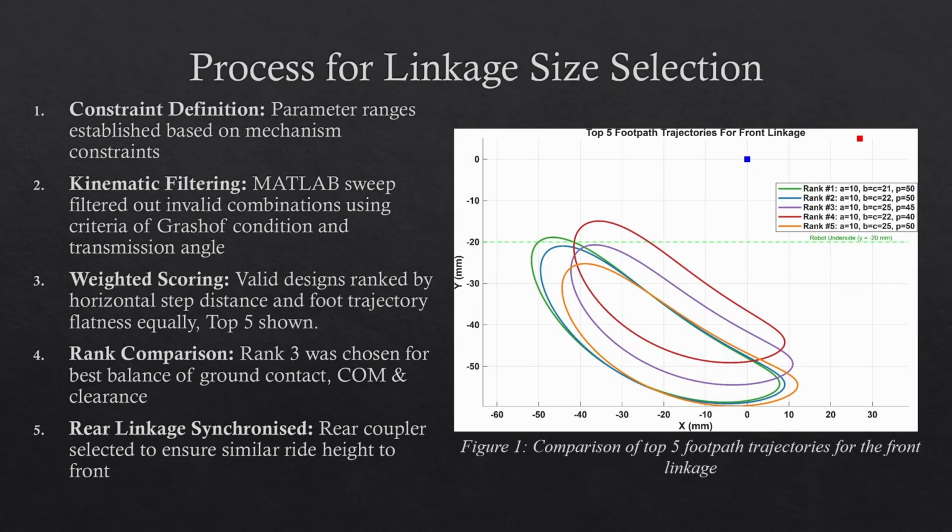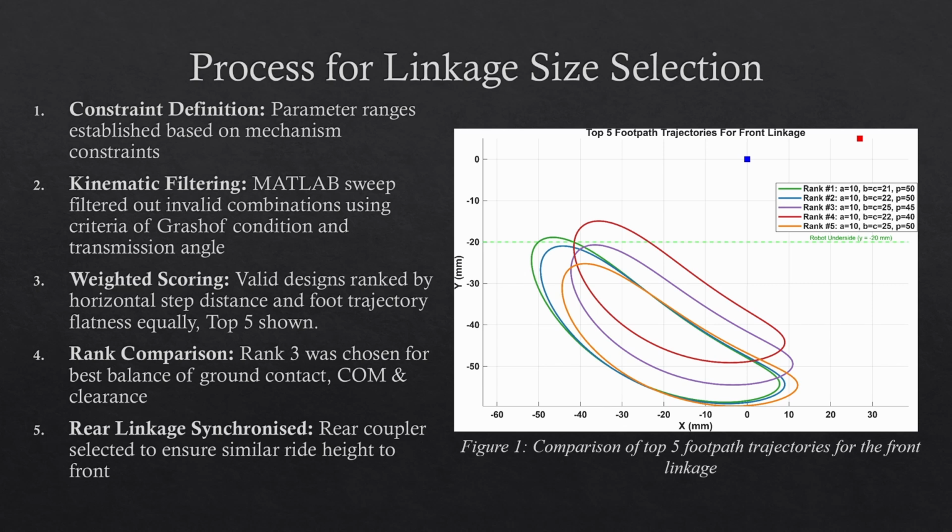The process for the linkage size selection is as follows. First, constraint definitions, which are the basis for the linkage parameter ranges. Next, kinematic filtering using a MacLeod sweep was performed to remove invalid linkage combinations, with the criteria of the Grashof condition and the transmission angle used as mentioned previously. After that, weighted scoring is done on valid designs to rank the top 5, as seen in Figure 1, based on equally weighted metrics for horizontal step distance and foot trajectory flatness.